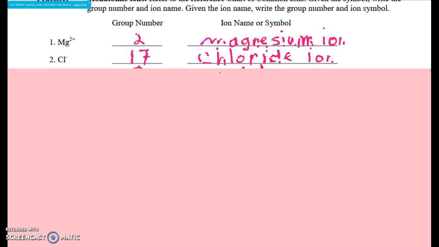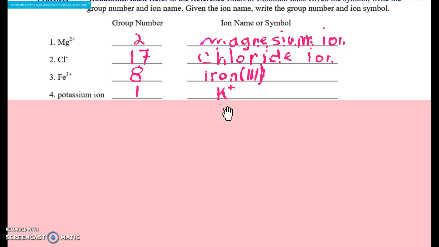Sorry, I'm coming down a little bit too far. Magnesium, group 2. Those are always +2s, right? And we call that magnesium ion. Chloride is group 17. It's a halogen, so it is a negative. It's an anion, and we call that chloride because it's the anion.